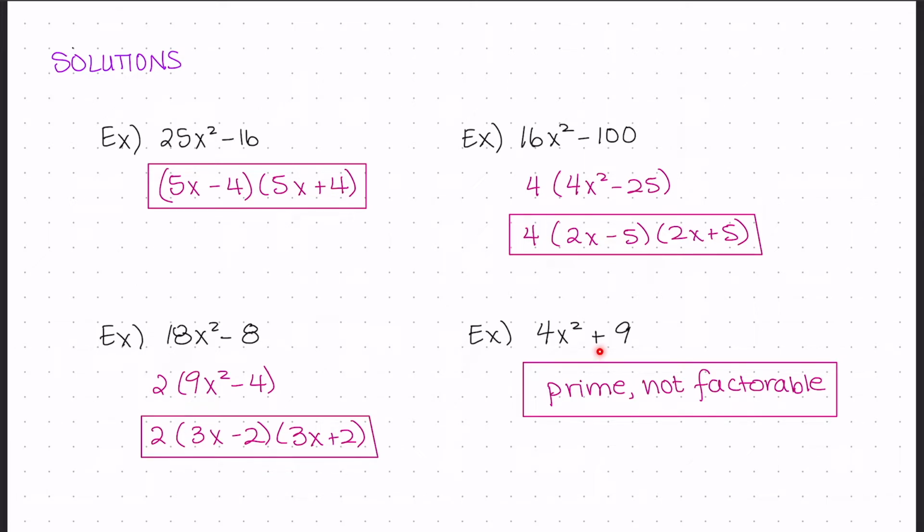And the last one I made was a trick. Yes, these are squares, but it is not difference of squares because that is a plus sign. So if that's a plus sign, it will not factor. It is prime, it is not factorable. So that's difference of squares in a nutshell. Let's take a look at factoring by grouping now.